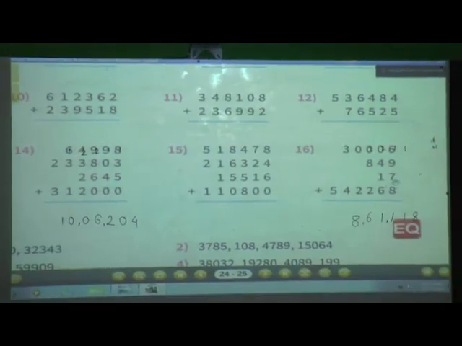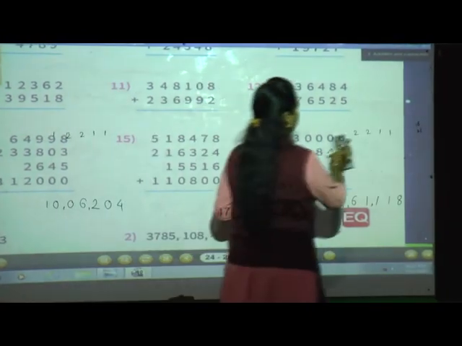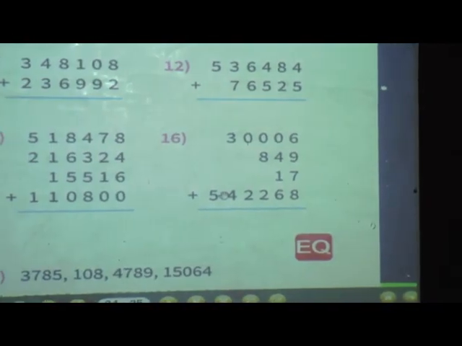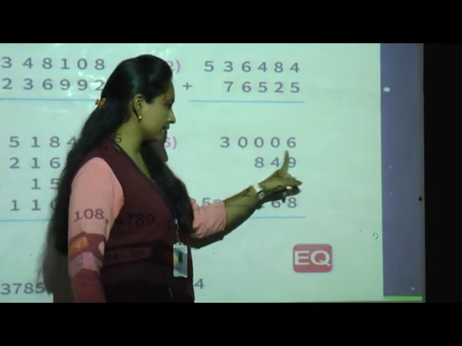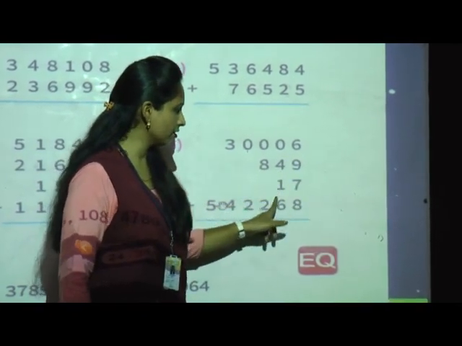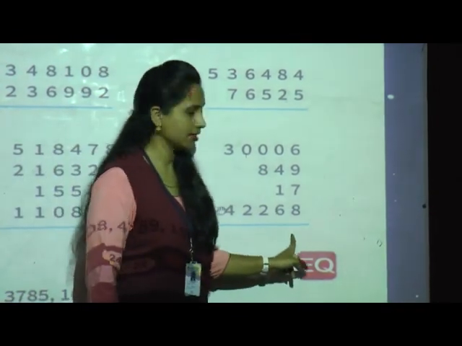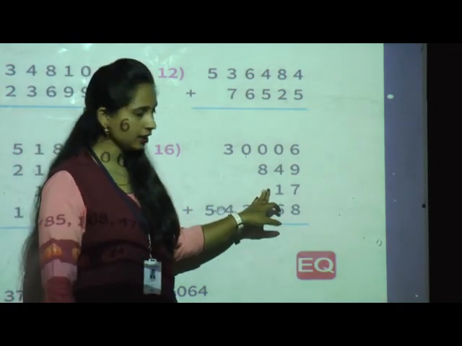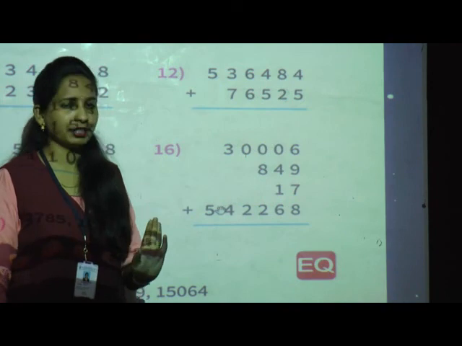Now one more example I will solve for you, that is the 16th one. What is the 16th one? See the question. 30,006, 849, 17, 5,42,268. One 5-digit, one 3-digit, one 2-digit and one 6-digit number they had given.